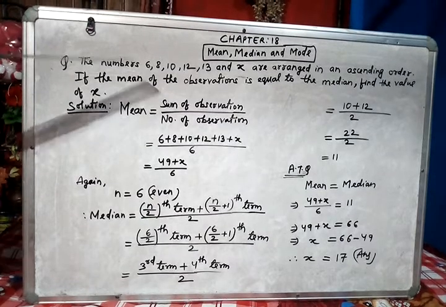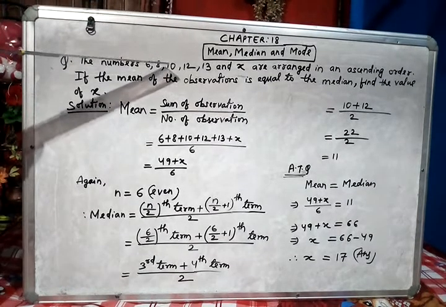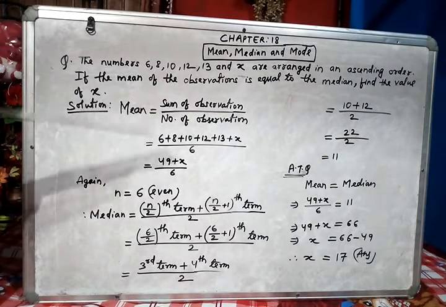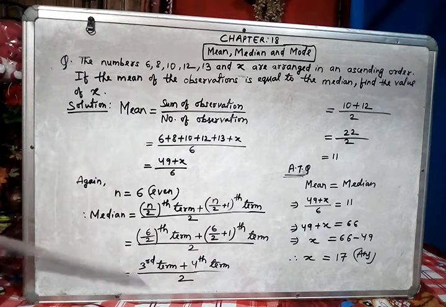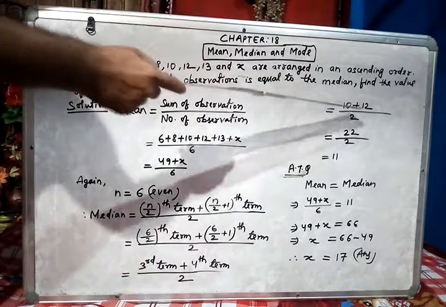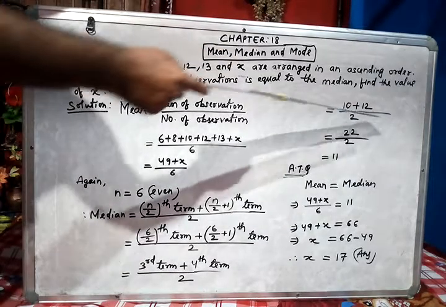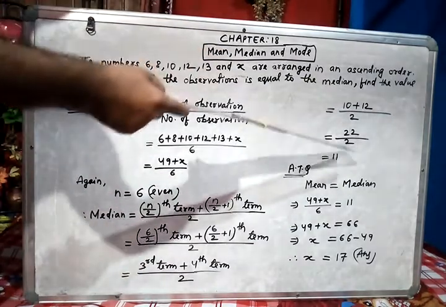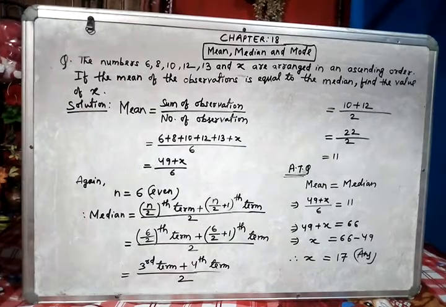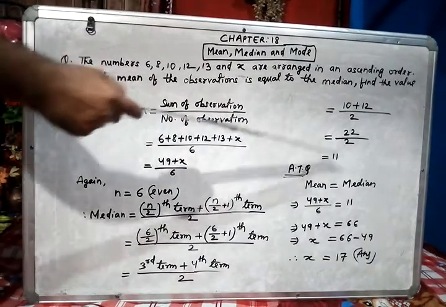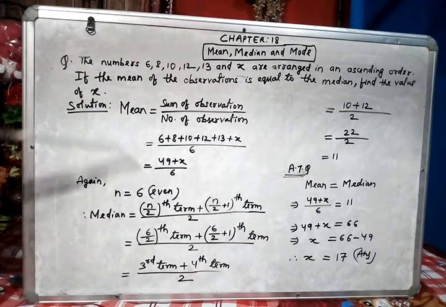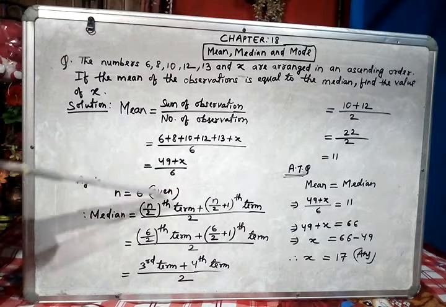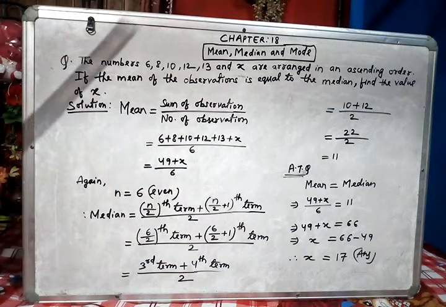Now which is the third term? First term, second term, third term. The third term is 10 and the fourth term is 12. So 10 plus 12 whole divided by 2. 10 plus 12 is 22, and 22 by 2 is 11. That means we got the value of median as 11, and the value of mean as 49 plus x by 6. But we have to find the value of x.